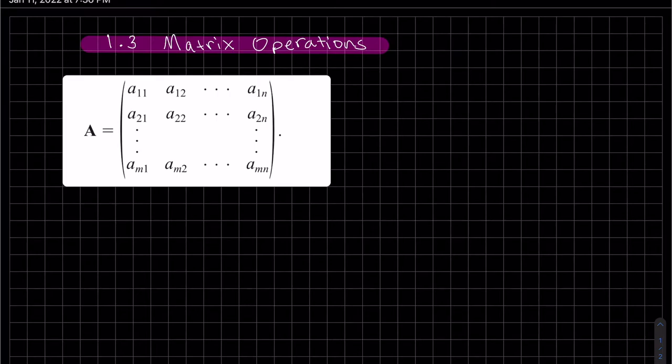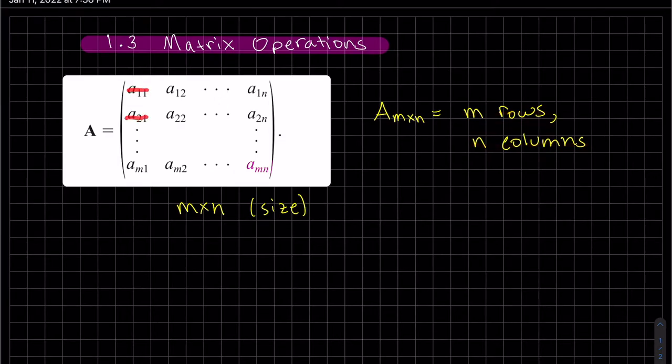Okay, so this is a matrix, and if you look at this last input, our matrix is an m by n, which is our size, and it's basically m rows and n columns. You can see here, here's one, two, m rows, n columns. So this is two rows by three columns. So it's a 2 by 3.